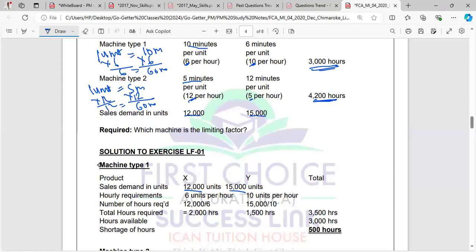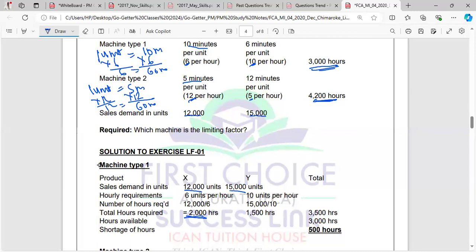If you are supposed to produce 12,000 units and you are using 6 units in 1 hour, how many hours will it take you to produce 12,000 units? You simply say 12,000 units divided by 6 units is going to give me 2,000 hours. That's right, 2,000 hours.